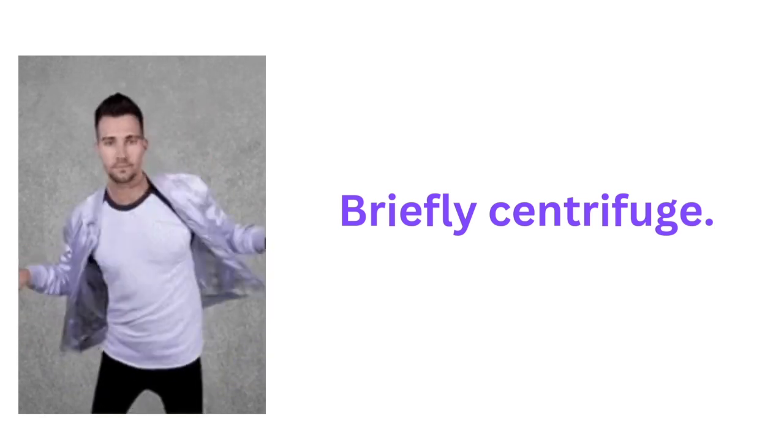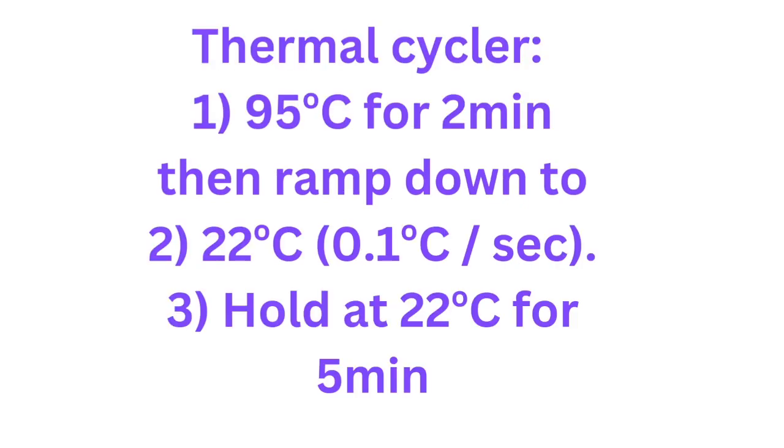Because we've been pipetting up and down for quite some time, we need to briefly centrifuge it to get all the liquid to settle back into the tube. So now we need a thermal cycler. We're going to heat up the sample to 95 degrees Celsius for 2 minutes.